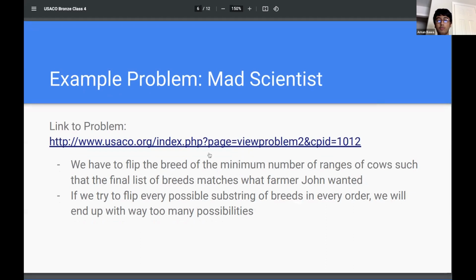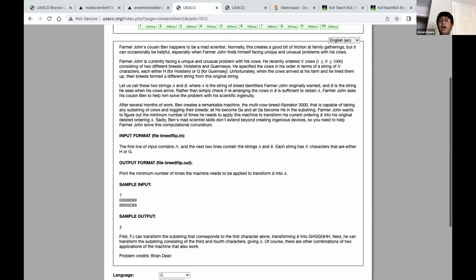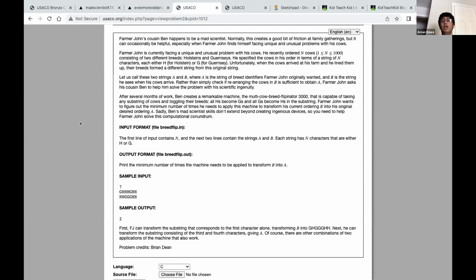Let's just read the problem first of all. What happens is Farmer John has ordered a bunch of cows, N cows specifically, where N is up to 1,000. Each of those cows can be one of two breeds, Holsteins or Guernseys, so H or G. And Farmer John actually ordered them in a specific order.